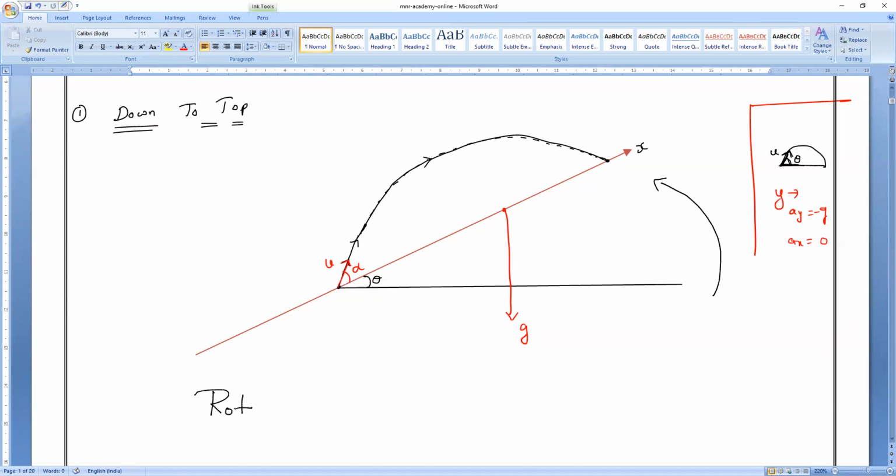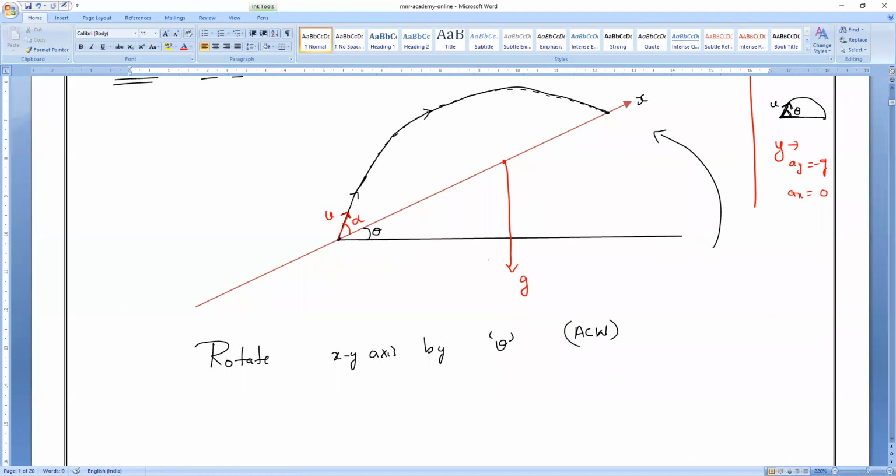Observe very carefully. Rotate the xy axes by theta degrees. Clockwise or anti-clockwise? Anti-clockwise. So now if you observe, the x-axis will come along the incline. Am I right or wrong? Suppose I rotate this towards the theta angle, then this becomes just like normal ground to ground. I'm inclining by theta degrees anti-clockwise. This will go like this.